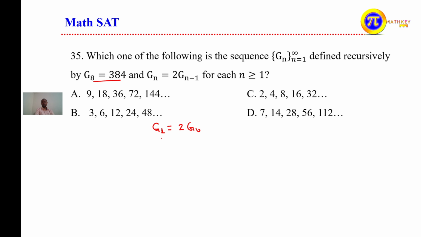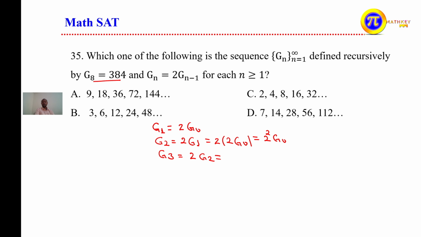Now the second term, g_2, is equal to twice g_1. If you represent g_1 in terms of g_0, this is twice g_0, which is equal to 2 to the power of 2 times g_0. When you come to the third one, g_3 is equal to 2 times g_2. Inserting 3 here, n minus 1 becomes 2.